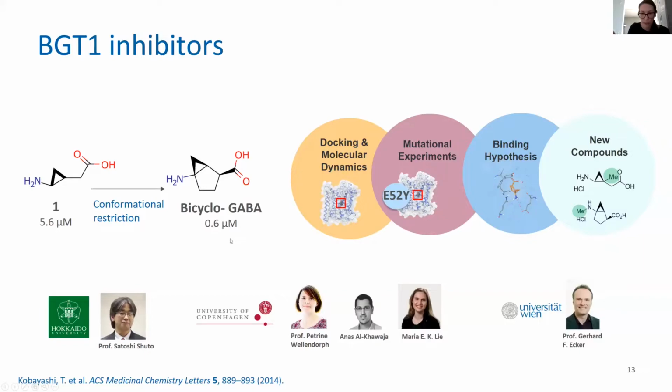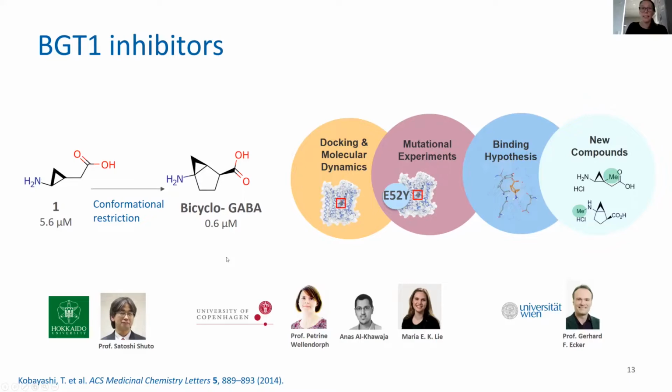Regarding the potency, I also have to say that if you're, for example, in the field of GPCR research, you would say 0.6 micromolar, that's not so potent. Well, in the field of transporter research, particularly in GABA research, our potent compounds are probably around the micromolar range. And this one with a lower micromolar range, this is already super potent in our field.